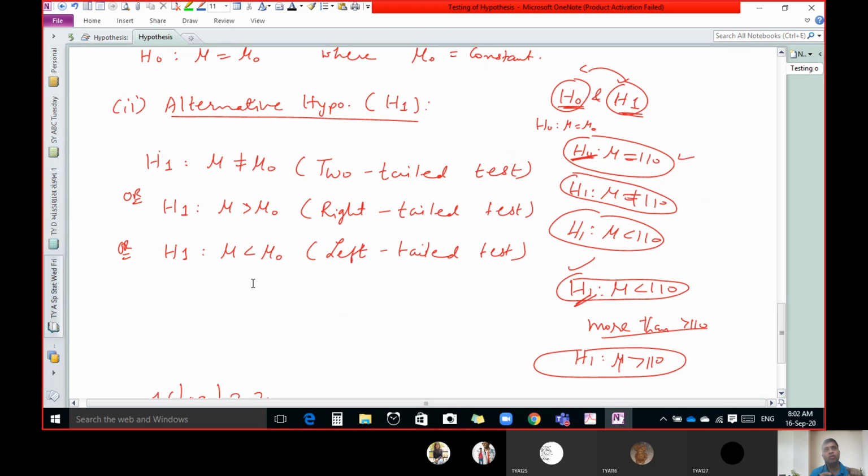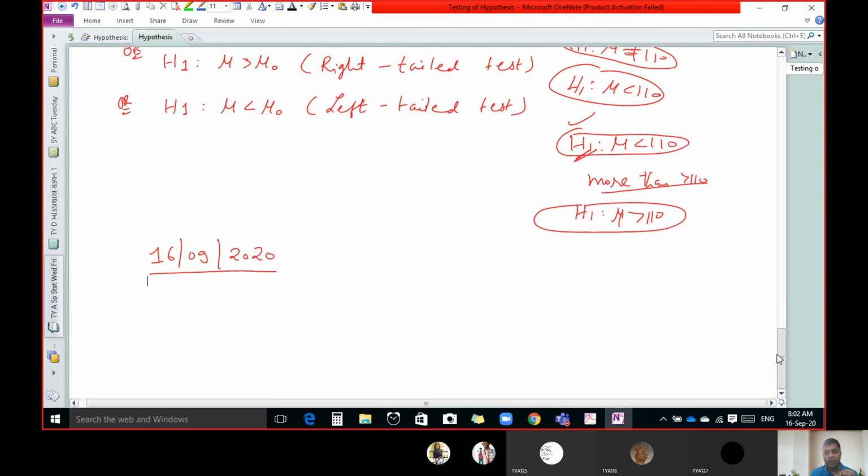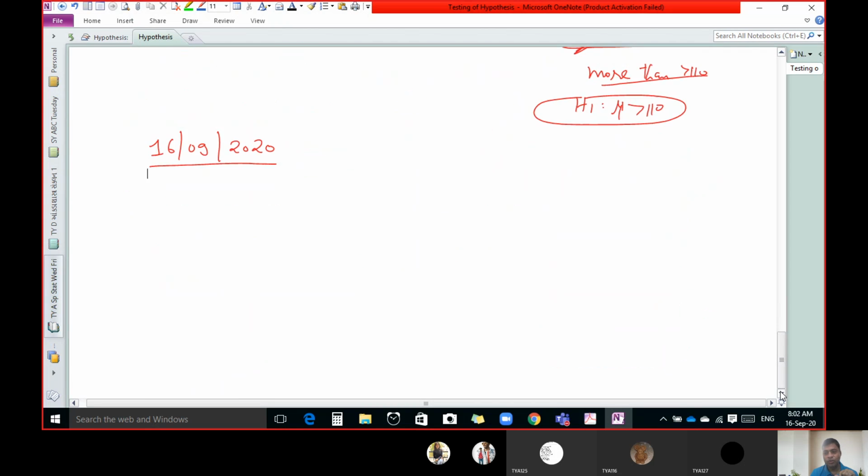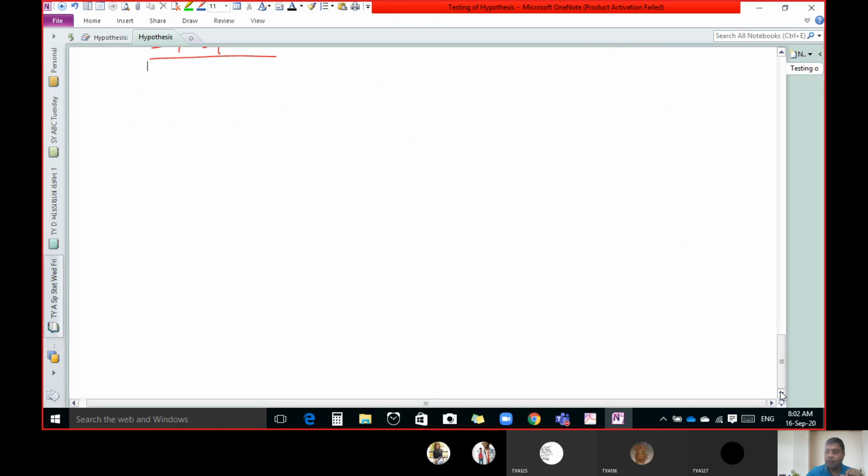It totally depends on the claim. What is the claim? Read the claim carefully. Then in H naught write the equal to sign. Now according to this equal to sign, think what is the claim and what about the claim, and then exactly opposite of that you have to write in the alternative hypothesis. So that we already discussed in detail in our last lecture. So now let us start the next step, step 2.